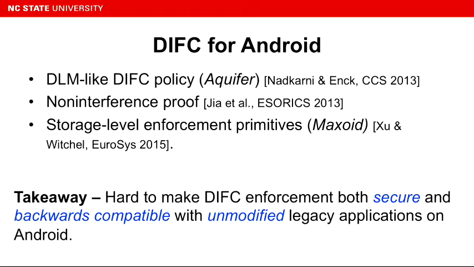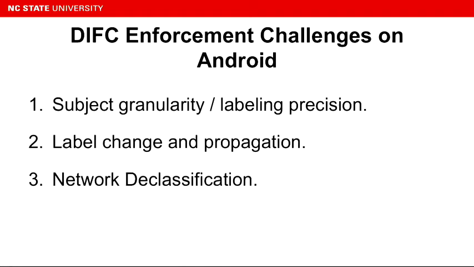Essentially, what we observed was that if you want to provide really strong secrecy guarantees, then you risk breaking applications. But if you want to work with unmodified legacy applications, then you have to loosen your security guarantees somewhere. So prior approaches have exposed three main challenges in DIFC enforcement on Android, namely determination of the subject granularity and labeling precision, the label change and propagation logic, and network declassification in a network-driven environment. And I'm going to explain all of these challenges individually, and then we're going to look at how we resolve these challenges in our system.